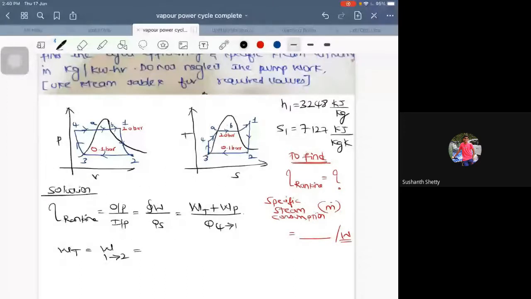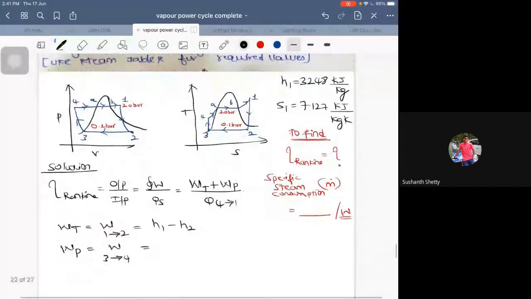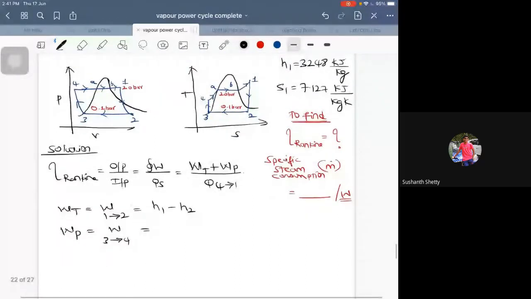Now I need the pumping work. I know the pumping work happens from 3 to 4. For work it is initial minus final. How do I calculate the pumping work in terms of enthalpy? It is H3 minus H4, initial minus final.